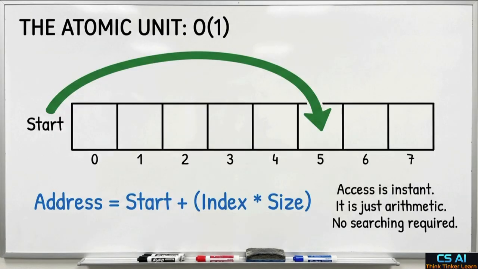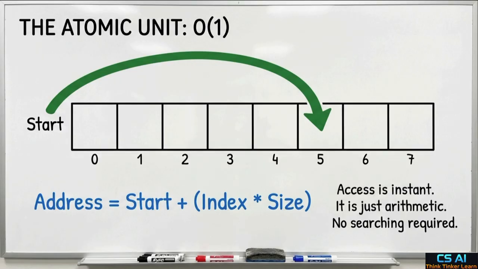Let's start with our cost analysis on the cheapest possible operation, the atomic unit, which is a cost of O(1), or constant time. The operation takes the same amount of time regardless of the size of your data.